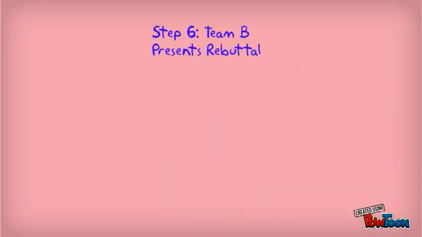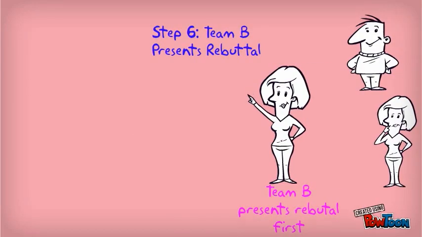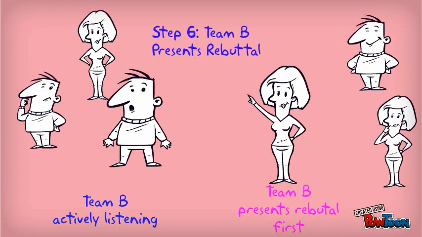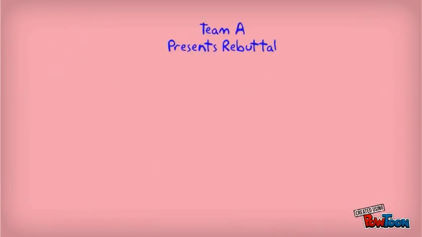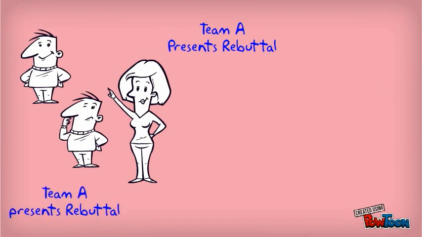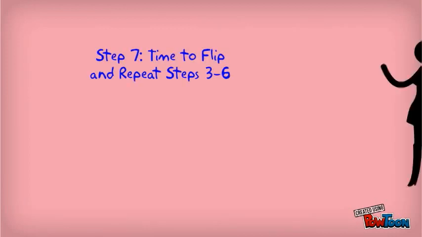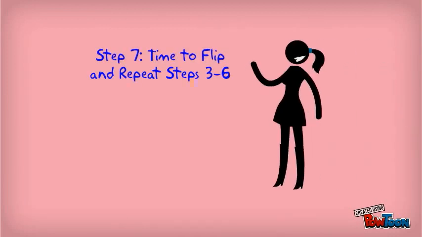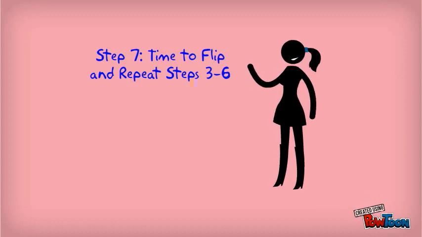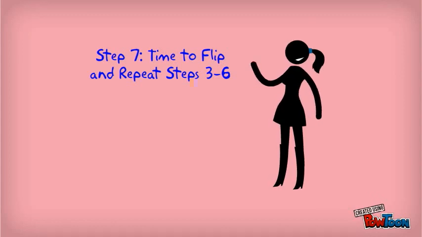The sixth step is the presentation of each team's rebuttal. This time, Team B will present first with a 60 to 90 second time frame. Next is Team A's turn to present their rebuttal with active listening skills always enforced. Step 7 is when the teams flip sides and they have the opportunity to debate from the opposing perspective.